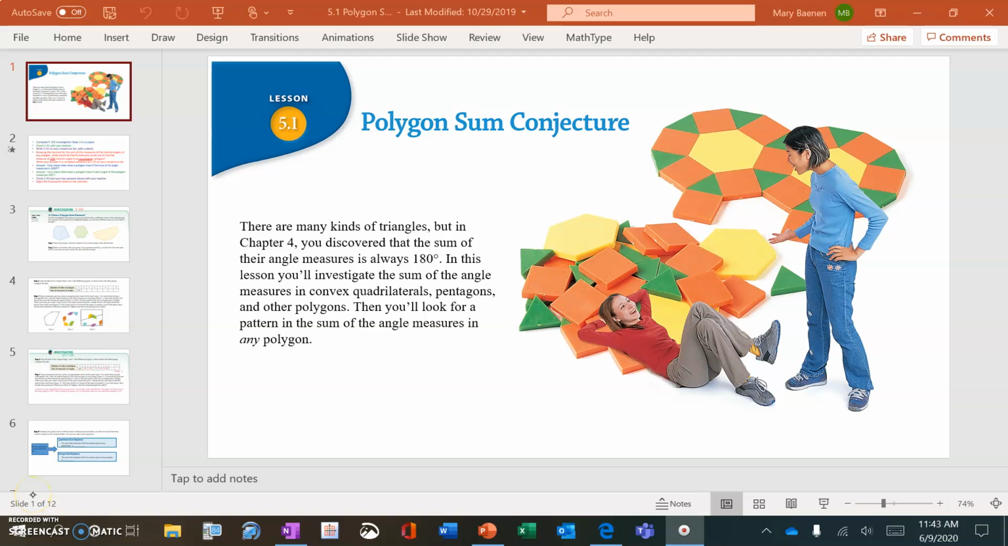This is lesson 5.1 of accelerated geometry. It's called the Polygon Sum Conjecture. So by the end of this lesson, we would like to have established a formula that would allow us to find out what is the sum of all the angles in a four-sided figure? What is the sum of all the angles in any five-sided figure? What is the sum of all the angles in a six-sided figure, and so on?